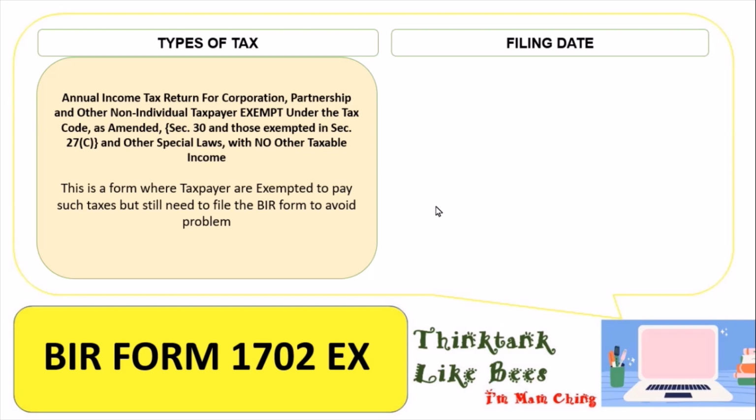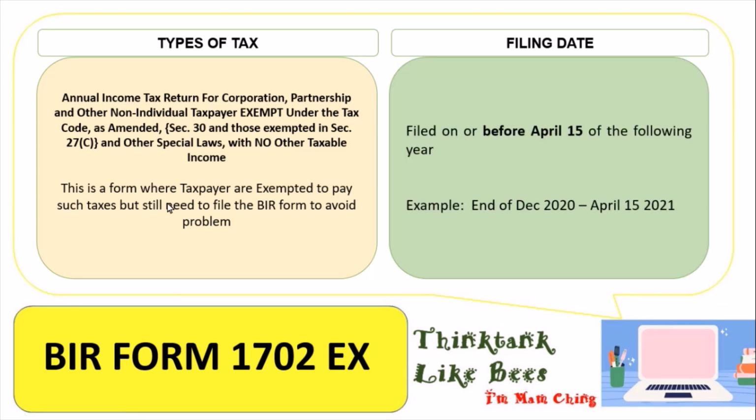This is a form where taxpayers are exempted from paying such taxes but still need to file the BIR form to avoid problems. The filing date is on or before April 15 of the following year. For example, if it ends in December 2020, you need to file it on April 15, 2021.